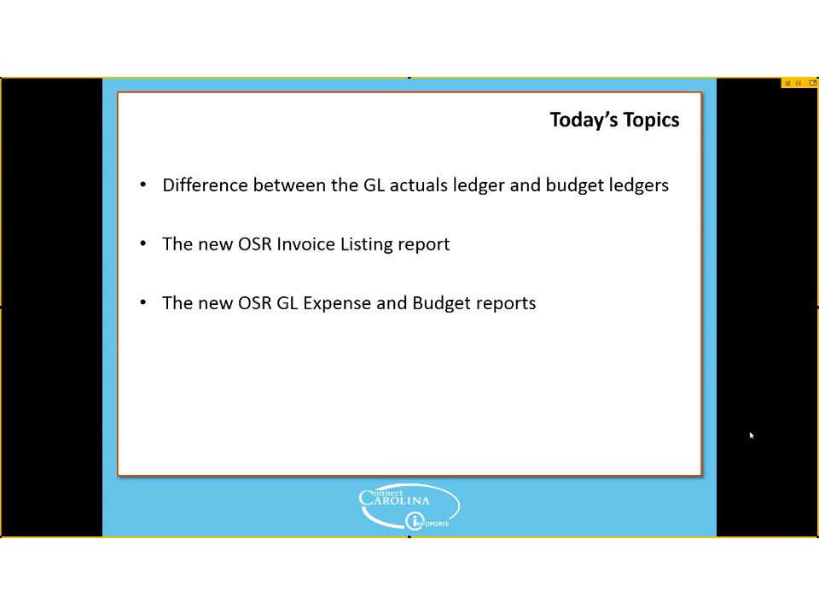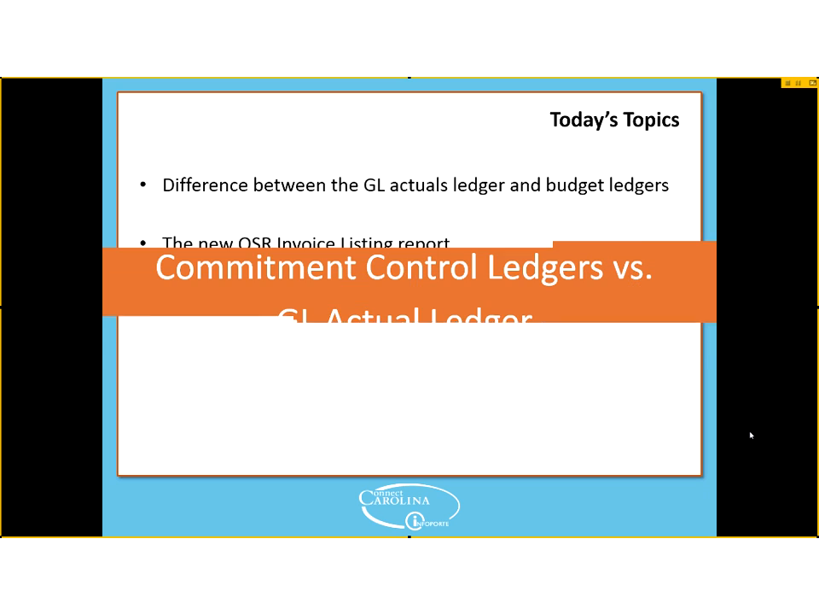Generally, today's topics are going to be a brief discussion of the difference between the GL's actuals ledger and budget ledgers. It'll help you understand some significant features of these reports that might be new to you. We're going to talk about the new OSR Invoice Listing Report, and then we've got two reports, OSR GL Expense and Budget Reports. They're similar, they're just a little different in terms of how you get them started. So we're going to hit all of those in the course of the webinar.